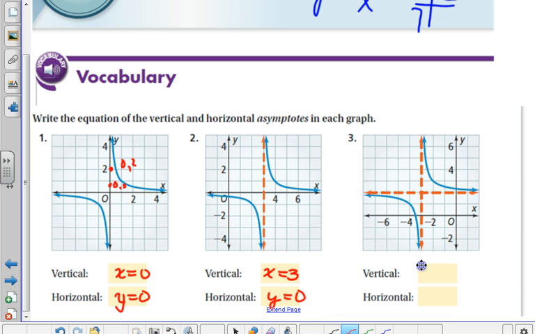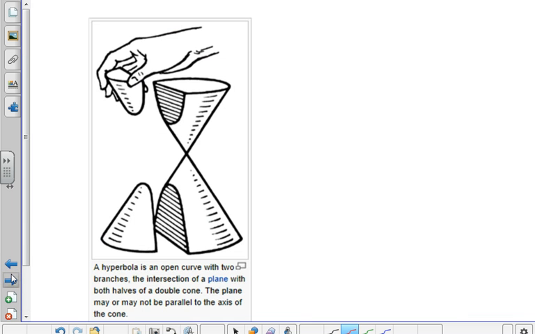Number 3. Vertical, x equals what? -3, and horizontal? I think it's supposed to be 2, isn't it? The red line is at 2. Everybody good? Okay. Our asymptotes today are going to be oblique. Does anybody remember what that means? Slanted? Okay, slant asymptotes. We'll talk more about those in just a second.